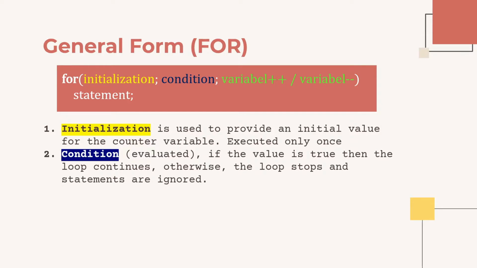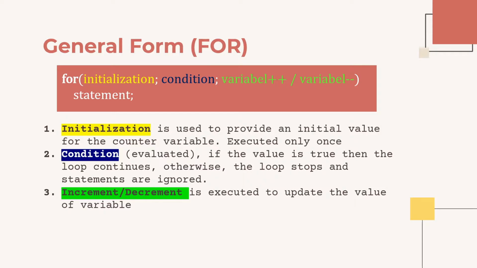And the second is condition. Condition is something that is evaluated by the program. If the value is true, then the loop continues. Otherwise, the loop stops and the statements are ignored. And the third is increment or decrement. Increment or decrement is executed to update the value of the variable. It will increase or decrease the value of the variable.